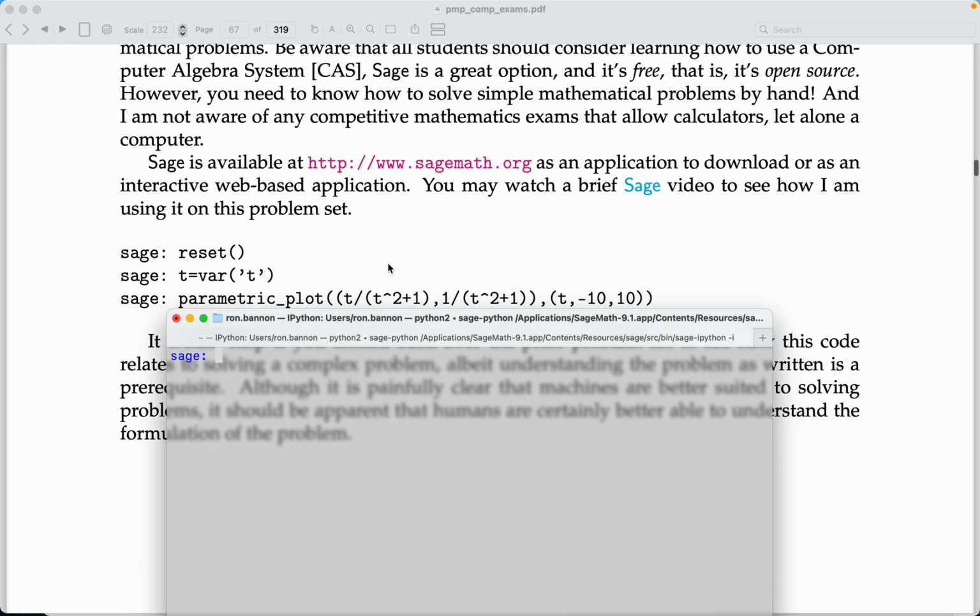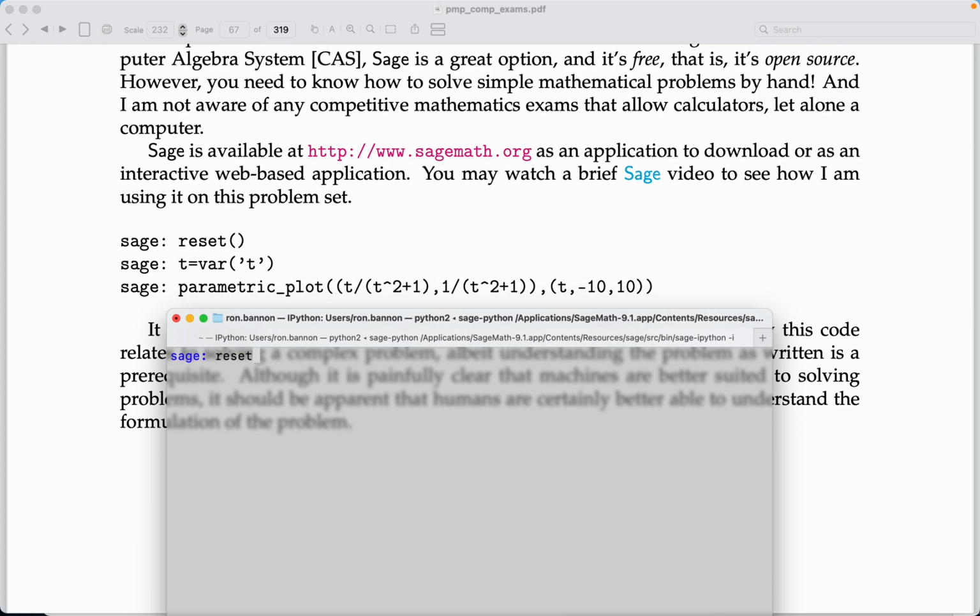Okay, we're back at Sage. We're going to take a look at this. All right, reset. Again, clean sheet of paper. I'm going to define a variable t now. T is a variable, and that variable is just t.